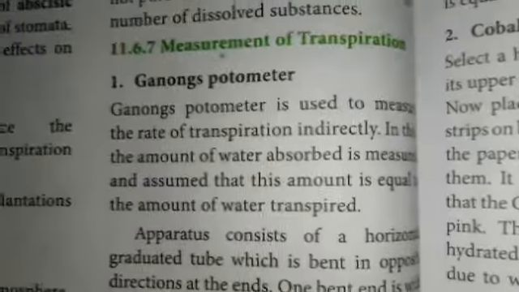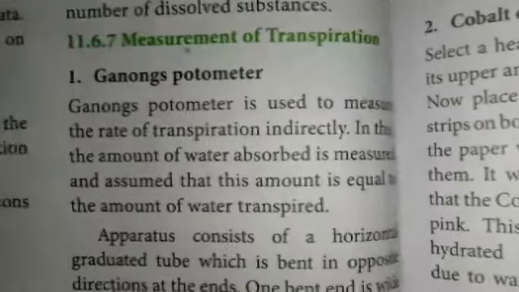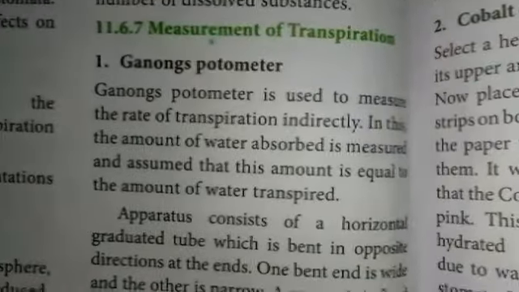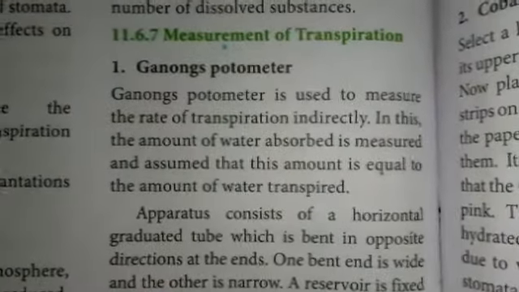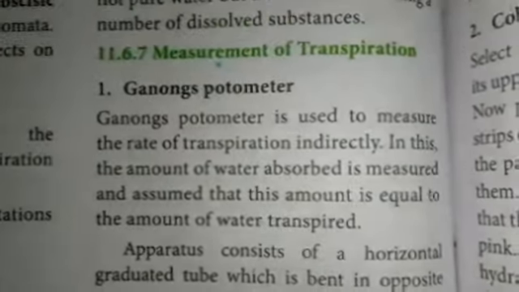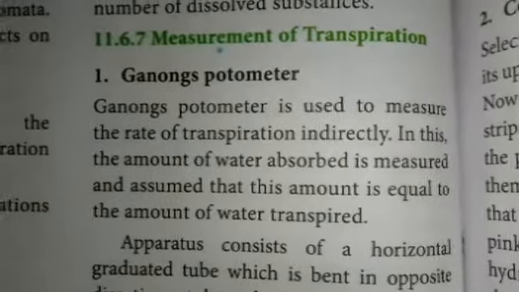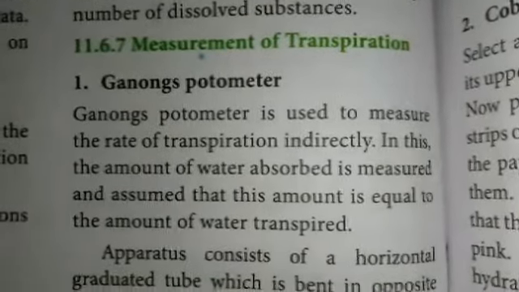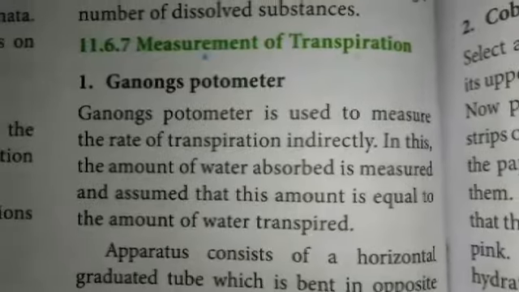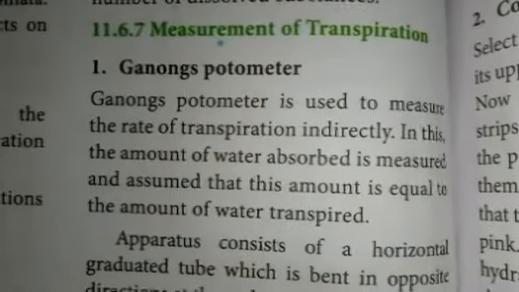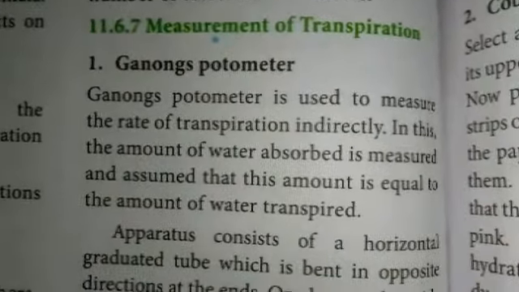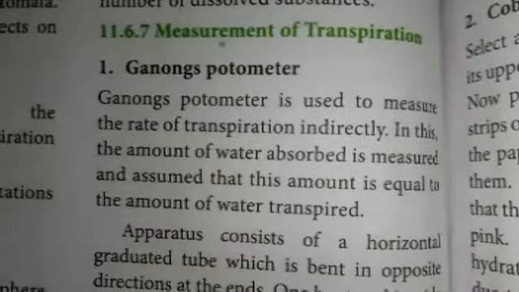Last class we learnt about transpiration. In this class you are going to learn about the topic translocation of organic solutes. Before that you are going to learn about the measurement of transpiration. So what is meant by transpiration? The loss of water in the form of water vapor is called transpiration.